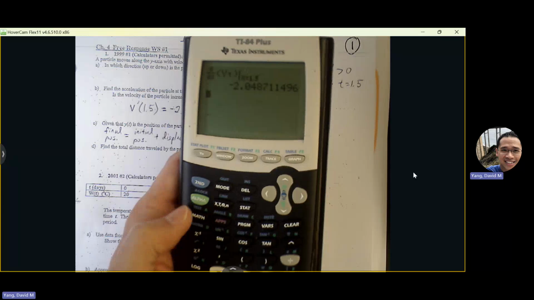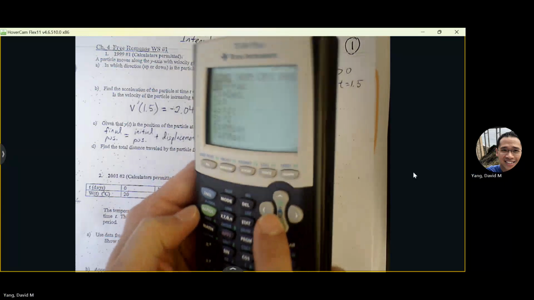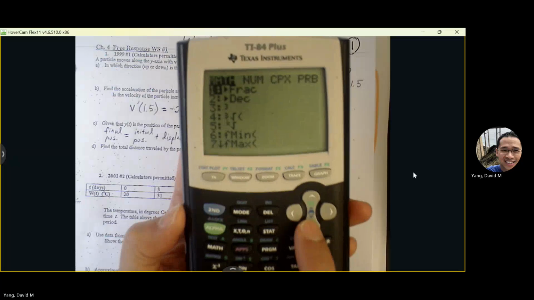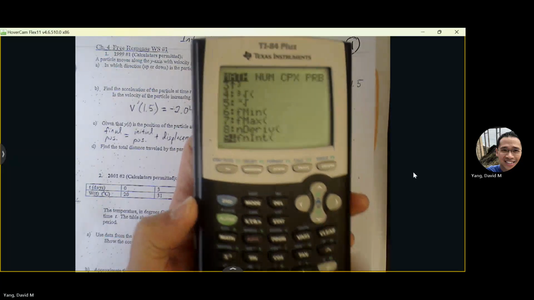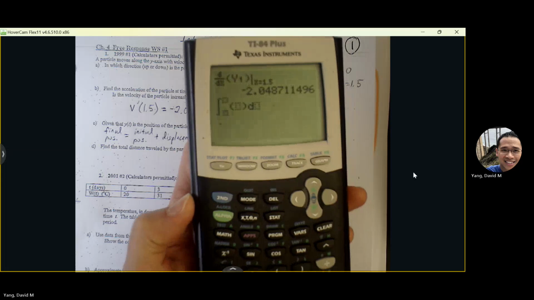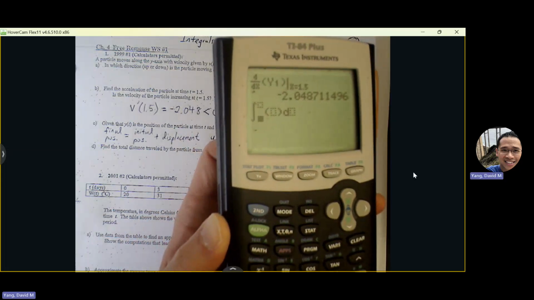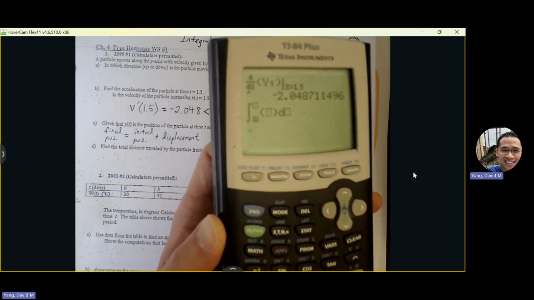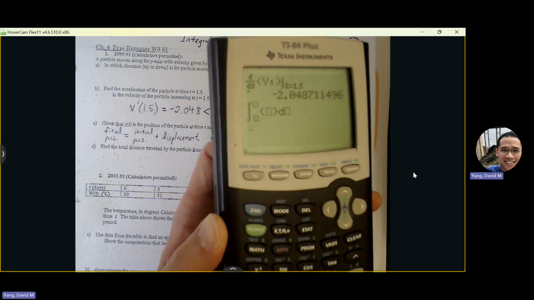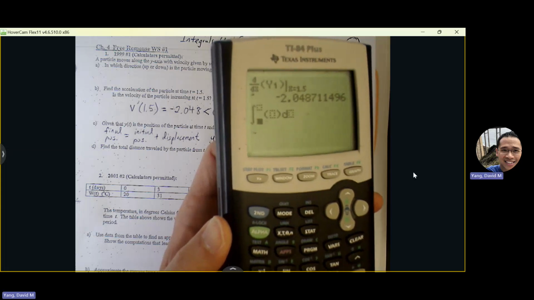So if you go to Math 9 in your calculator, FN integral. And then you're going to see that integral notation show up, that math print notation. If you don't have this math print notation, I'll show you later how to enter that in. But most of us have this.